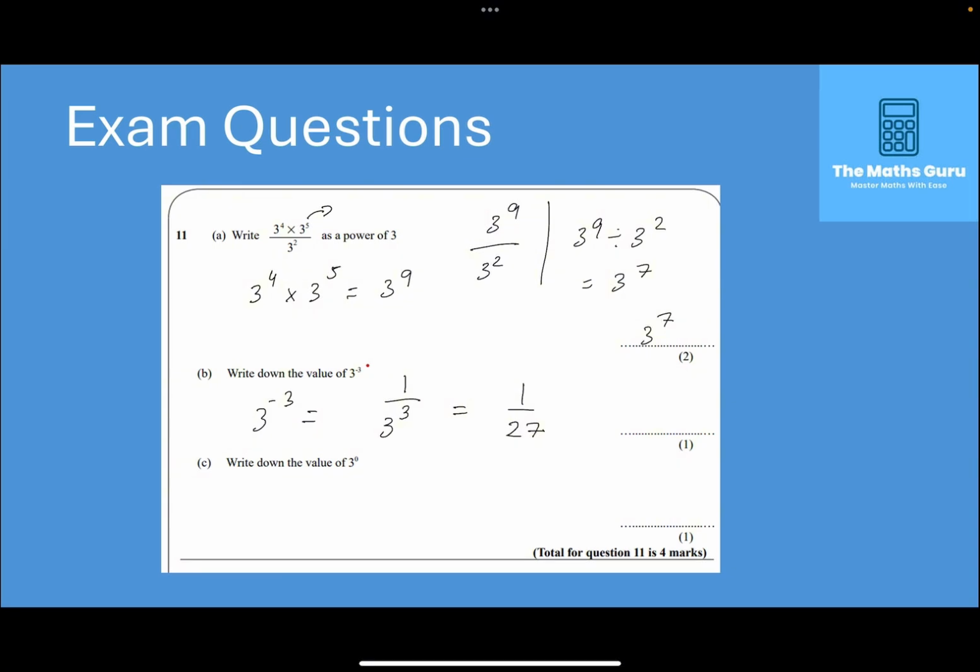And looking at the next question, this is a rule I forgot to mention, but we'll just go over it now. Anything to the power of 0 ends up being 1. So 100 to the power of 0 is 1. 2.738 to the power of 0 is 1. So in this case, obviously 3 to the 0 is just equal to 1. That's just another indices rule that you'll have to know.